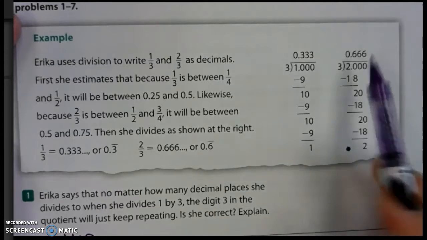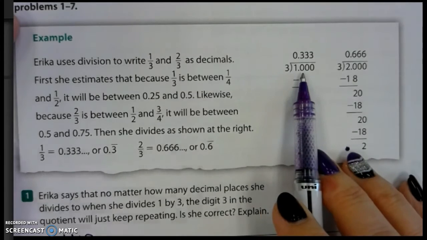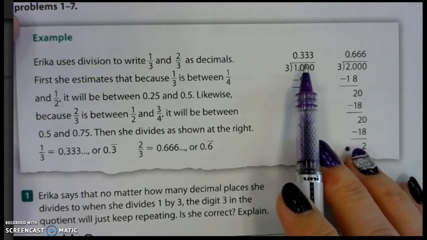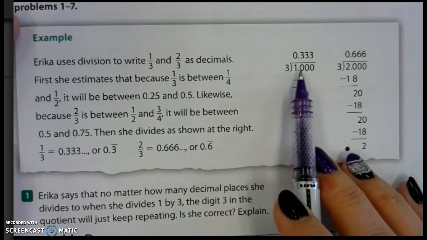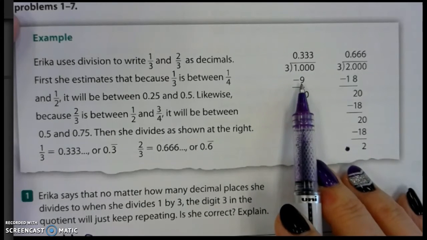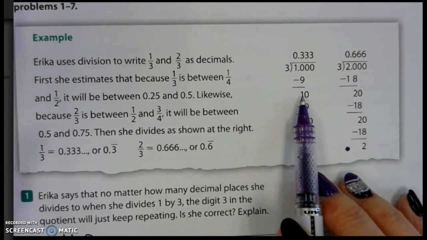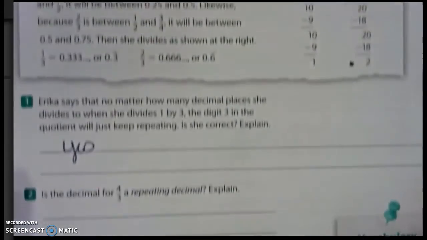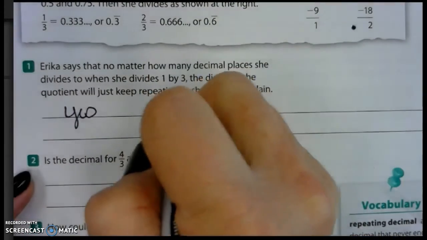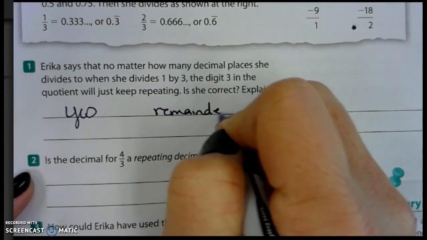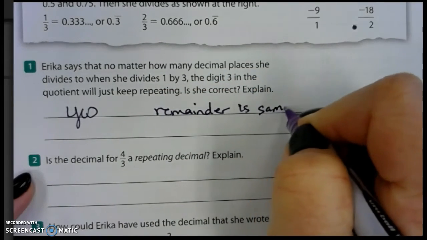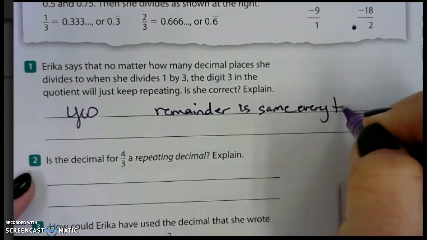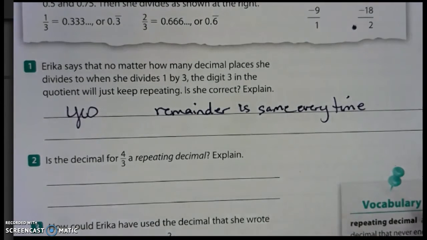Look at her work. She set it up 1 divided by 3, and she keeps getting this 3. Well, the reason she keeps getting 3 is because she has to make it a 10. Well, when she divides 10 by 3, it only goes 3 times, and that's a 9, which leaves her that remainder of 1. And then she's right back to where she started. The process just keeps repeating over and over and over because the remainder is the same every time. Okay, lots of acceptable explanations here.